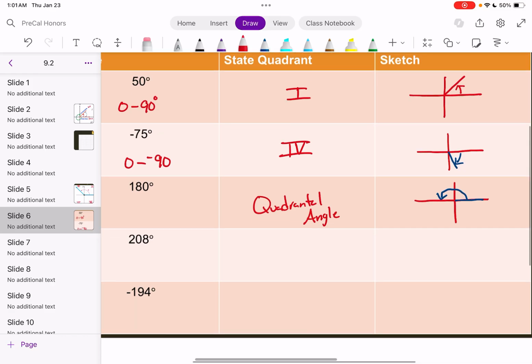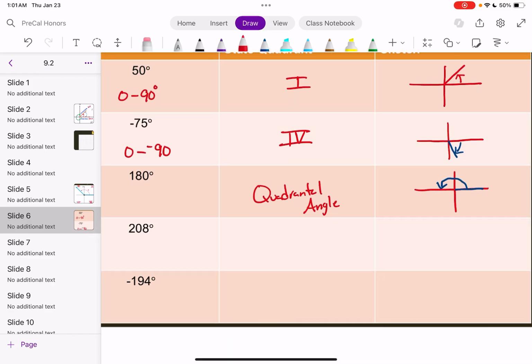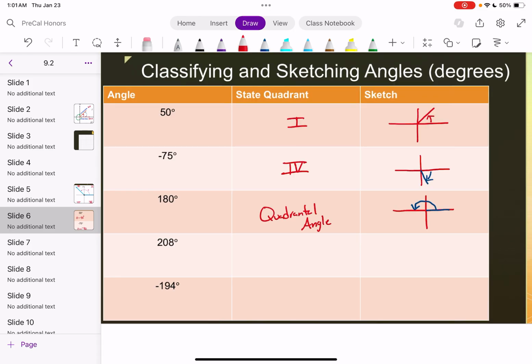208, keep in mind this is between 180 and 270, which means this would be in our third quadrant. As we draw this out, this would be from the first through the second. And notice we're at 208, so it would fall somewhere just about here.